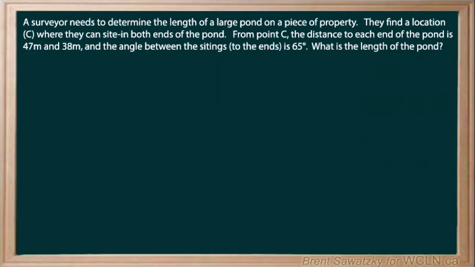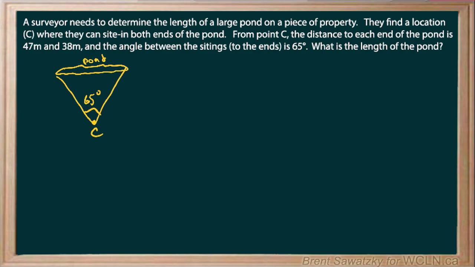Okay, so let's start off with a quick little diagram of what's going on here. Always a good idea as we solve these problems. So we'll draw our pond in here. So our pond is there. We're also told that the surveyor has found a point C where they can see both ends of that lake. And so they sight in here and they sight in there. And they find that the angle between these two sightings is 65 degrees.